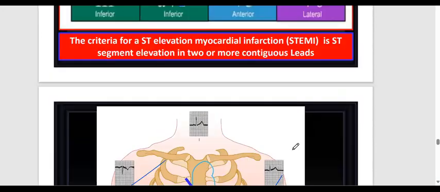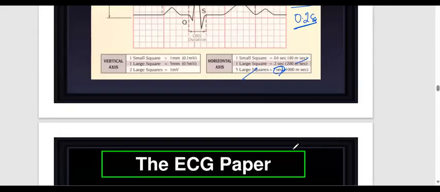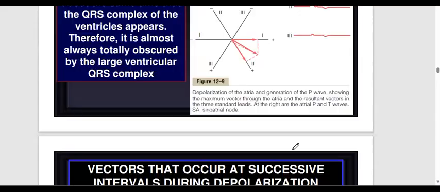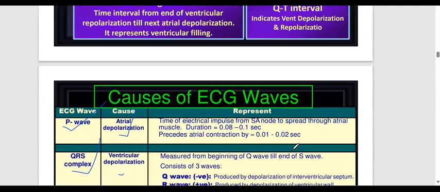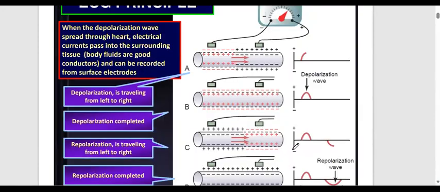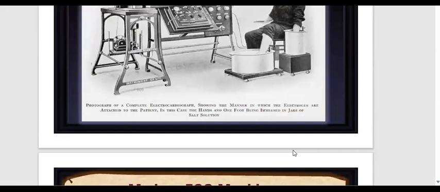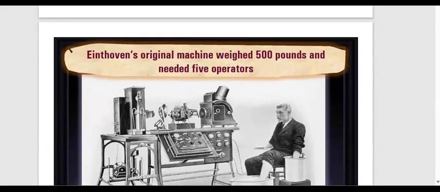So I think you understood. We completed the basic part of the ECG. What is ECG? What leads are used, and how many boxes are there? This complete and basic information we discussed. So I think you understood.